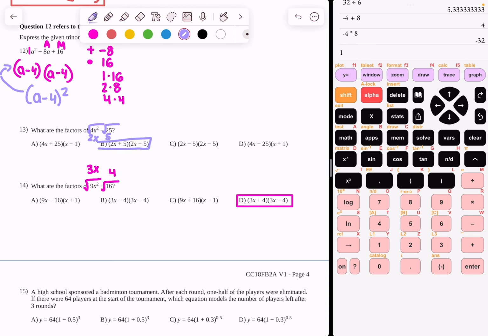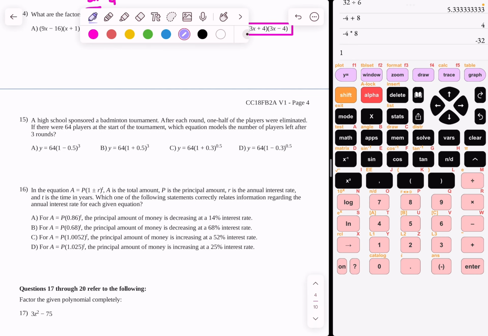Alrighty. Now 15 is a little throwback to last unit, which we love. We love to have little reviews. So let's see what it says. A high school sponsored a badminton tournament. After each round, 1/2 of the players were eliminated. Well, if I'm eliminating, I'm definitely going to be minus. So let me get rid of anything here that says plus. Okay? And 1/2 is 0.5. And it says they started with 64 players after 3 rounds. I know that time or rounds or whatever has to do with an amount of time becomes the exponent. And I put the factor that it's changing by inside the parentheses, which is answer choice A.